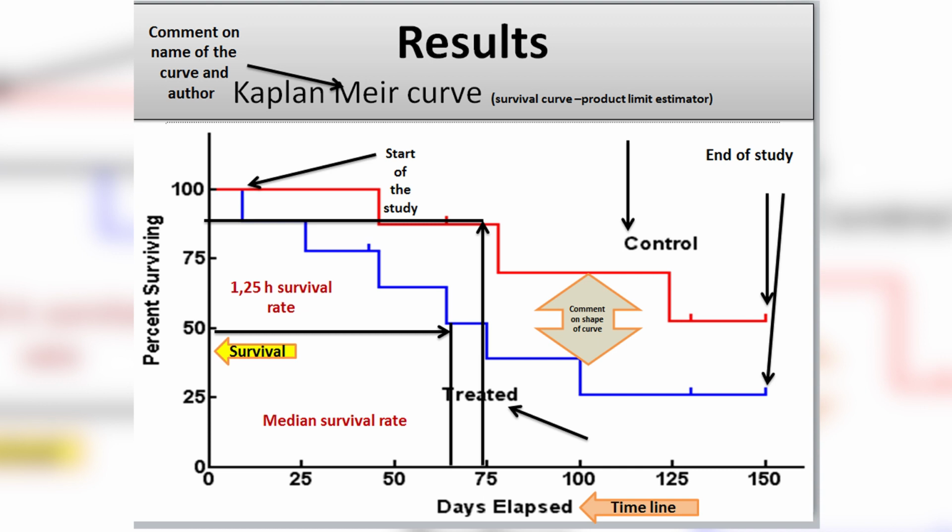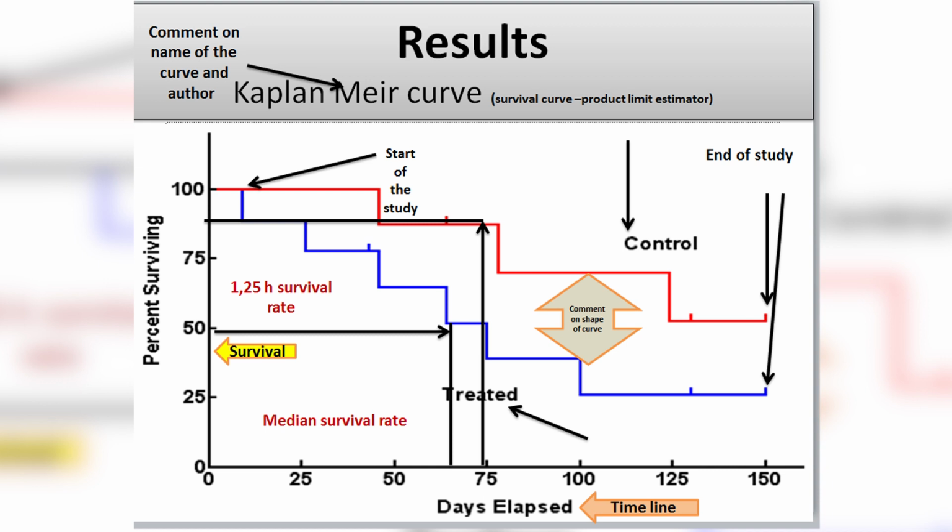Median survival rate. Look to the arrow here, median survival rate. Mean, the area here. Median survival rate starts from 50% death. When 50% of the population has died and 50% are still alive, this is called the median survival rate. Then send this arrow to the treated group, around 60 or 70 days. This is the median survival rate.